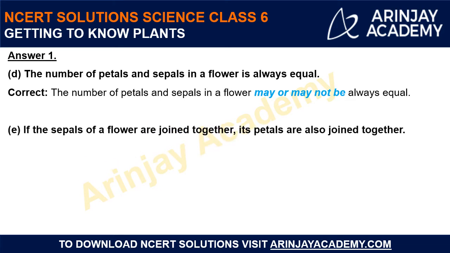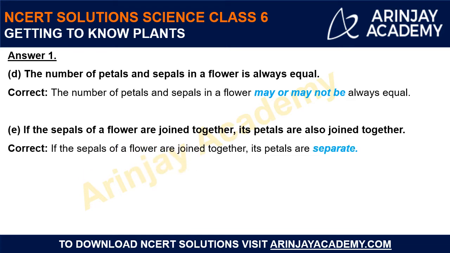Alright. Statement E. If the sepals of a flower are joined together, its petals are also joined together. Now this is quite interesting because if you observe flowers whose sepals are joined, you would see that their petals are separated, and this is not in just one kind of flower or a particular species but in all. In fact, you can observe the plants hibiscus, cotton, tomato. These plants have flowers whose sepals are joined and the petals are separated. So the correct statement is, if the sepals of a flower are joined together, its petals are separate.